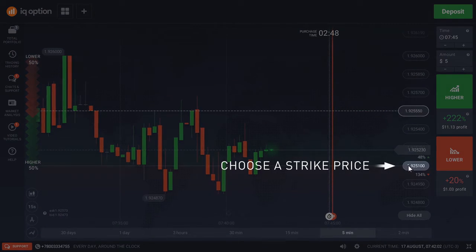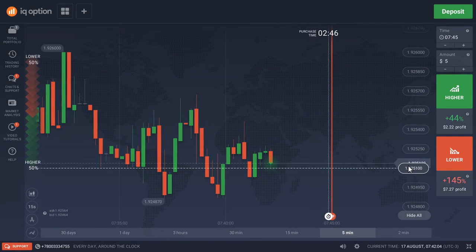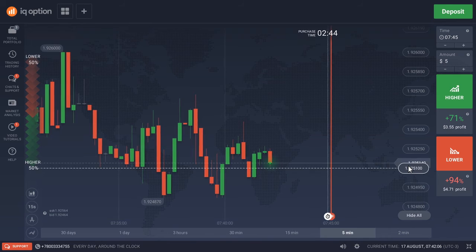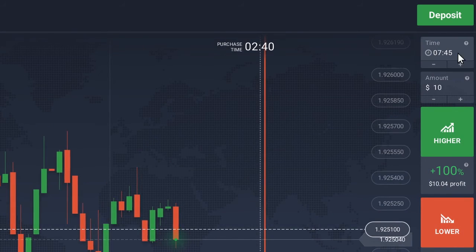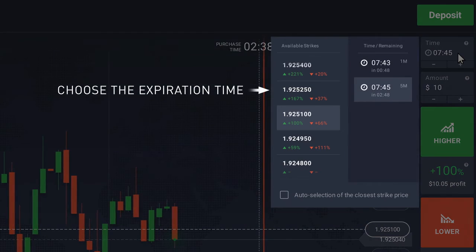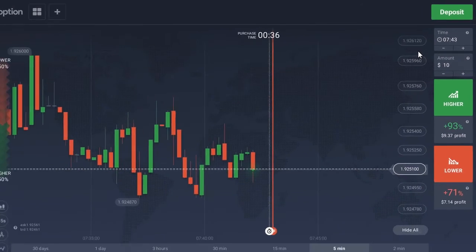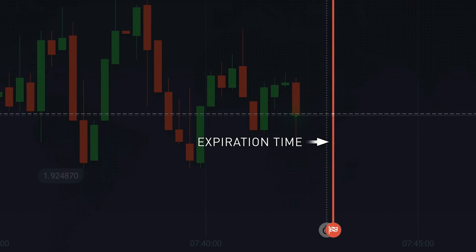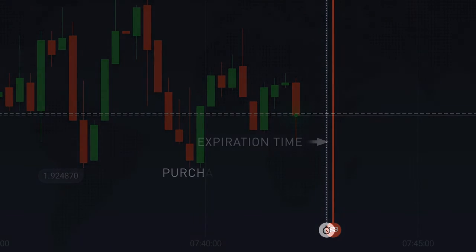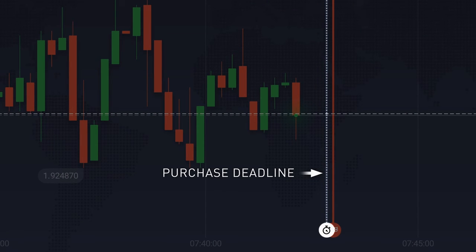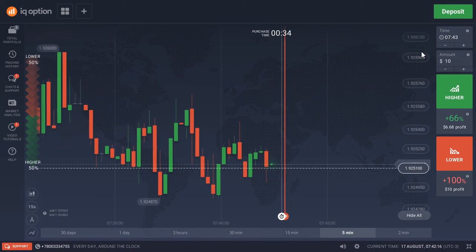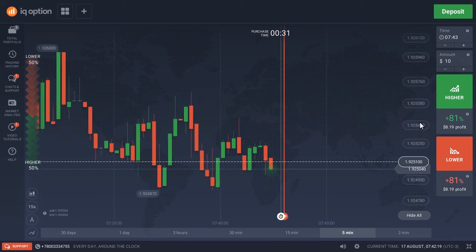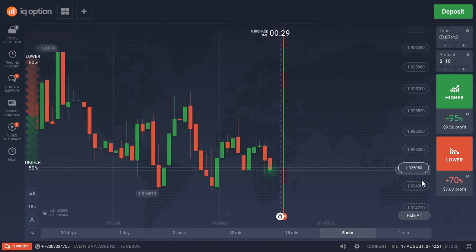Choose a strike price. Then specify the amount of your investment by clicking the Amount button on the right-hand side panel. Choose the expiration time, the moment when the option ceases to exist, by pressing the Time button. The expiration time is shown on the chart by the solid red line. The dotted line on the chart indicates the purchase deadline. Up to this time, you can buy as many options of the same asset as you wish at different strike prices and both in the higher and lower directions.